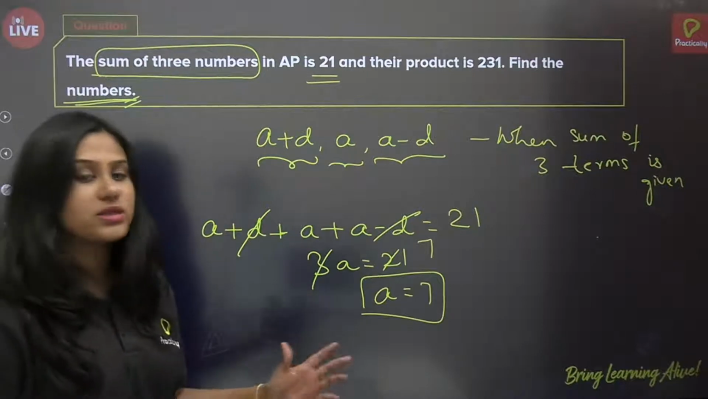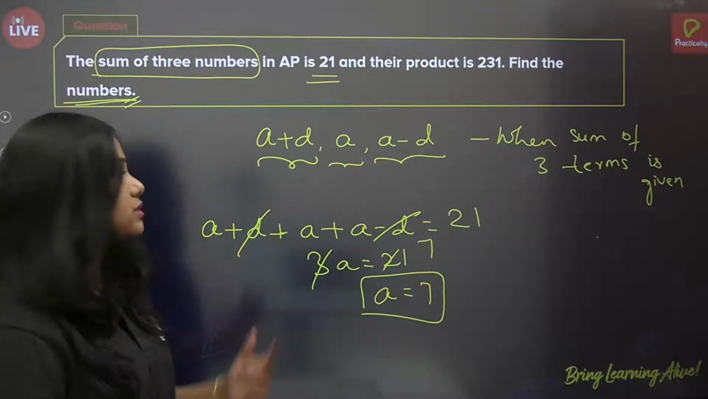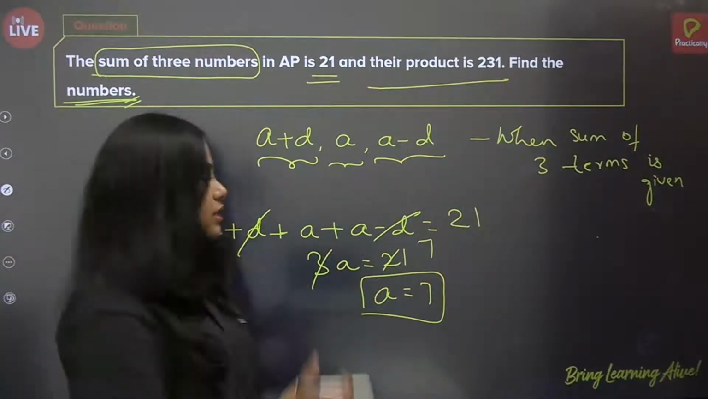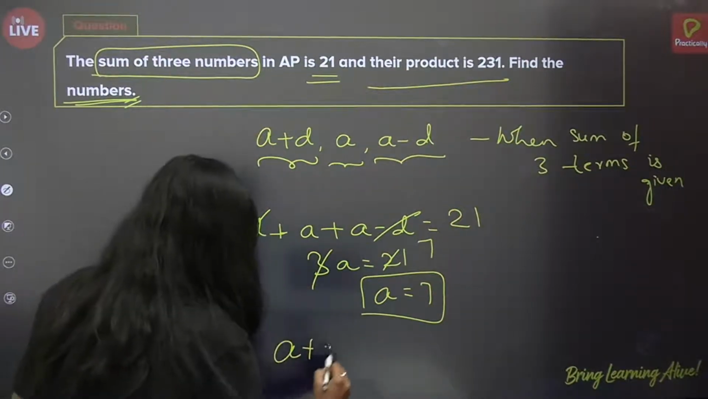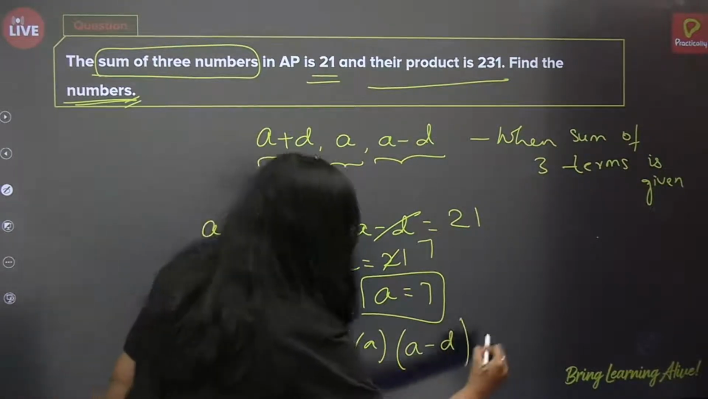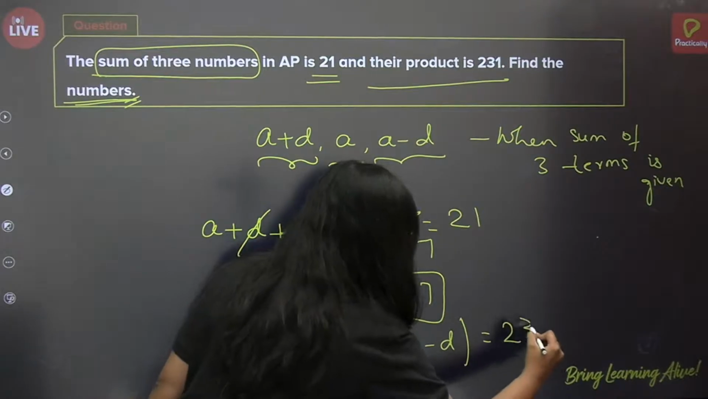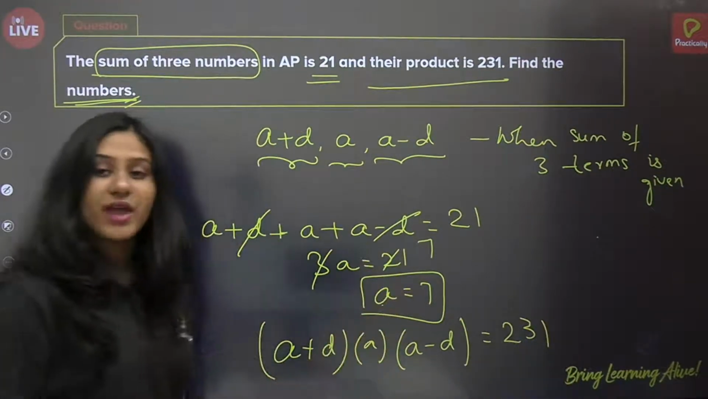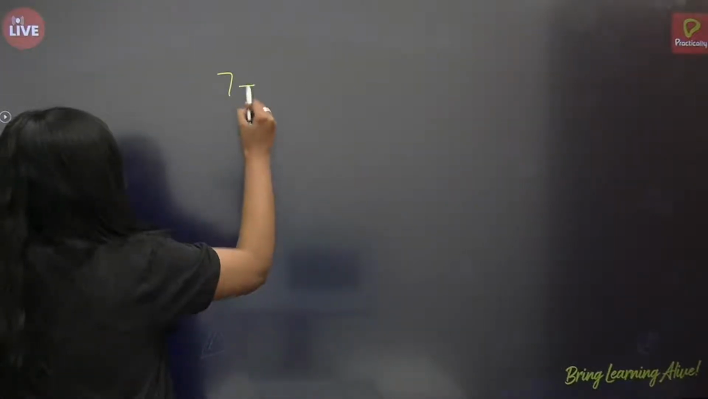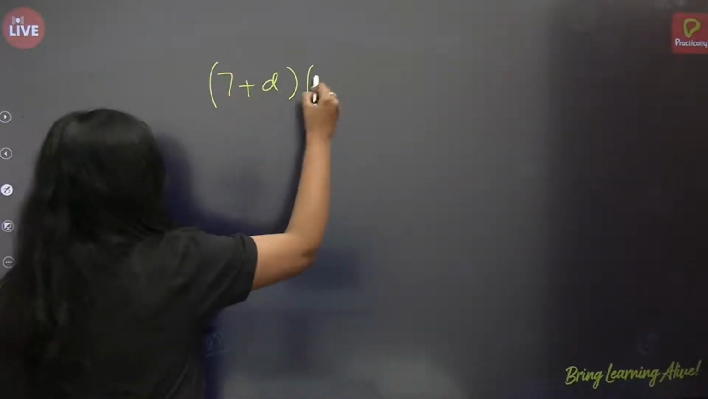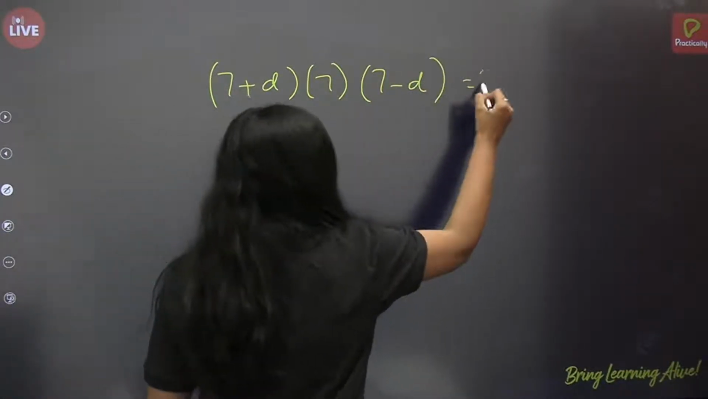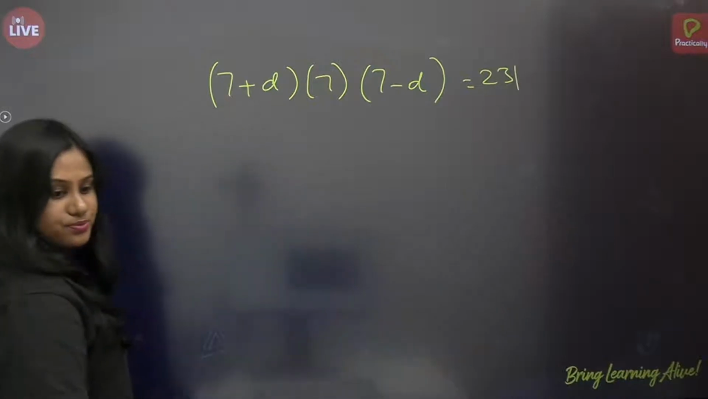And should we stop at this? No, because we have to find all the numbers. What is the next statement given? Their product is 231. Come on. So, a plus d into a minus d equals 231. But we got the value of a to be 7. So, let's substitute it, okay? So, 7 plus d into 7 minus d equals 231, right?